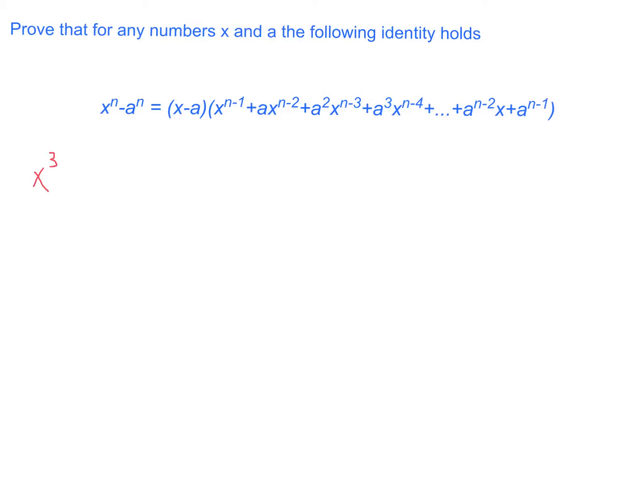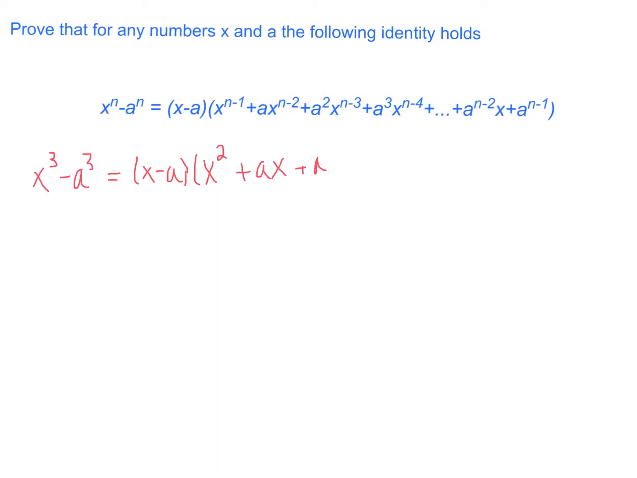Okay, so if you had x cubed minus a cubed, you want to show that that would equal x minus a times, well, x to the n minus 1, so n is 3, so n minus 1 is 2, okay, x squared, plus a times x to the n minus 2, so 3 minus 2 is 1, okay, so we're fine there, plus, okay, now we're on the third one, so a squared, I'm just following along, so a squared times x to the n minus 3.